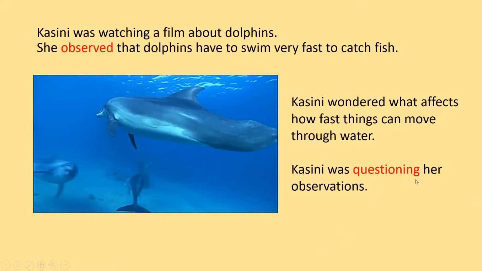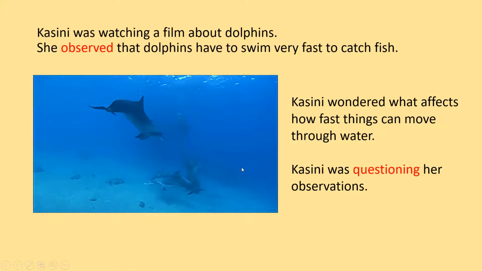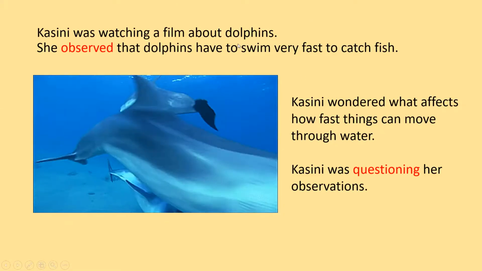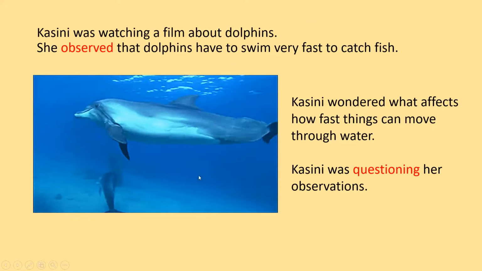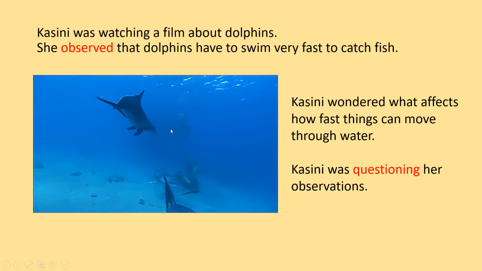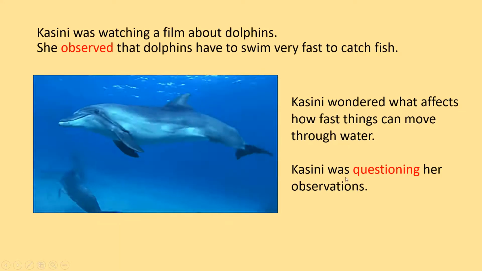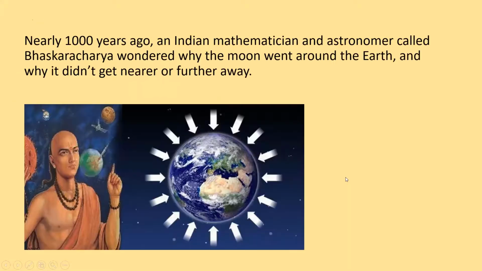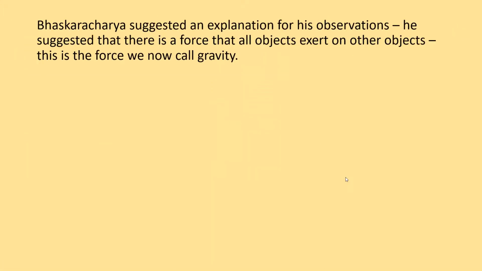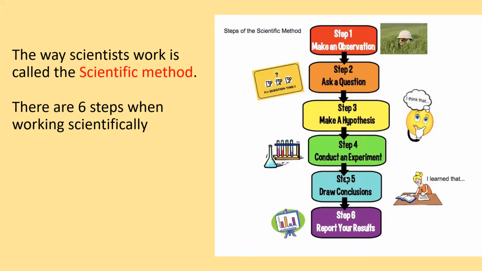Cassini was questioning her observation. So first step, she observed. She observed the dolphin moving through the water. Second, she asked a question. What's step number three? Let's go back and see what step number three is. Step number three is to make a hypothesis.